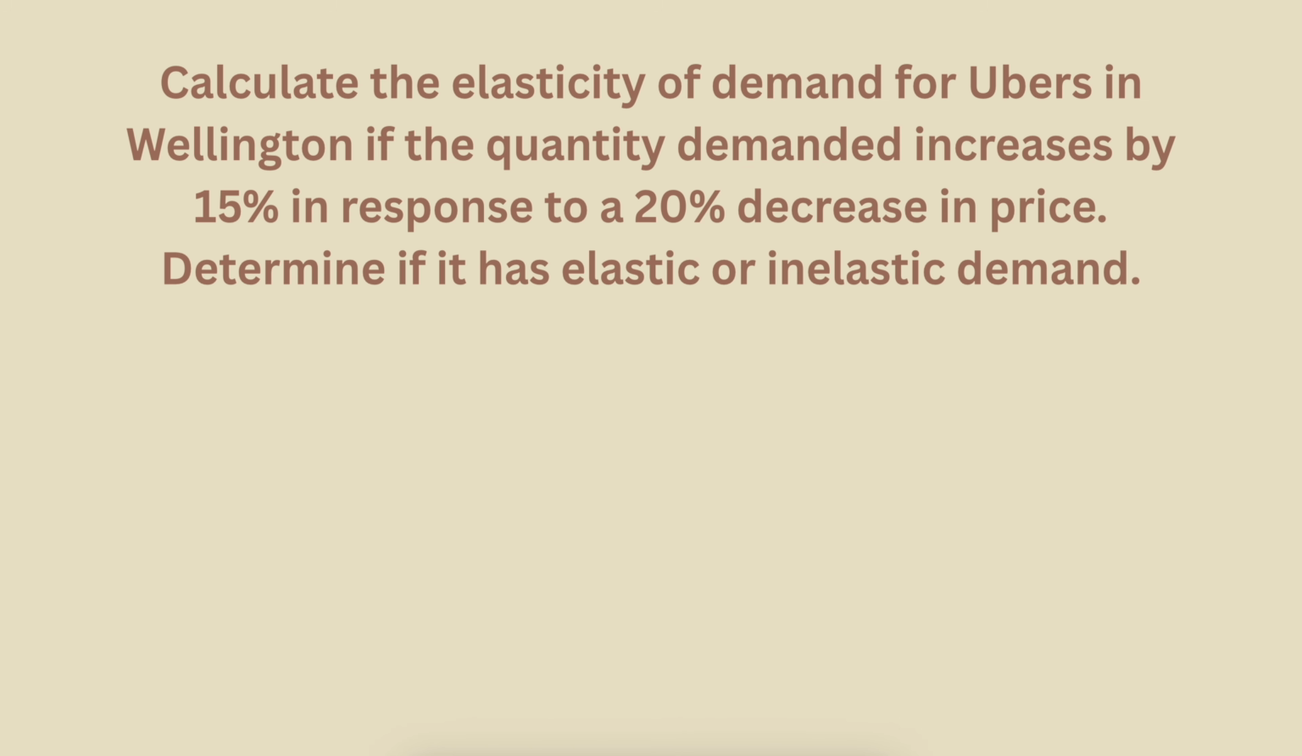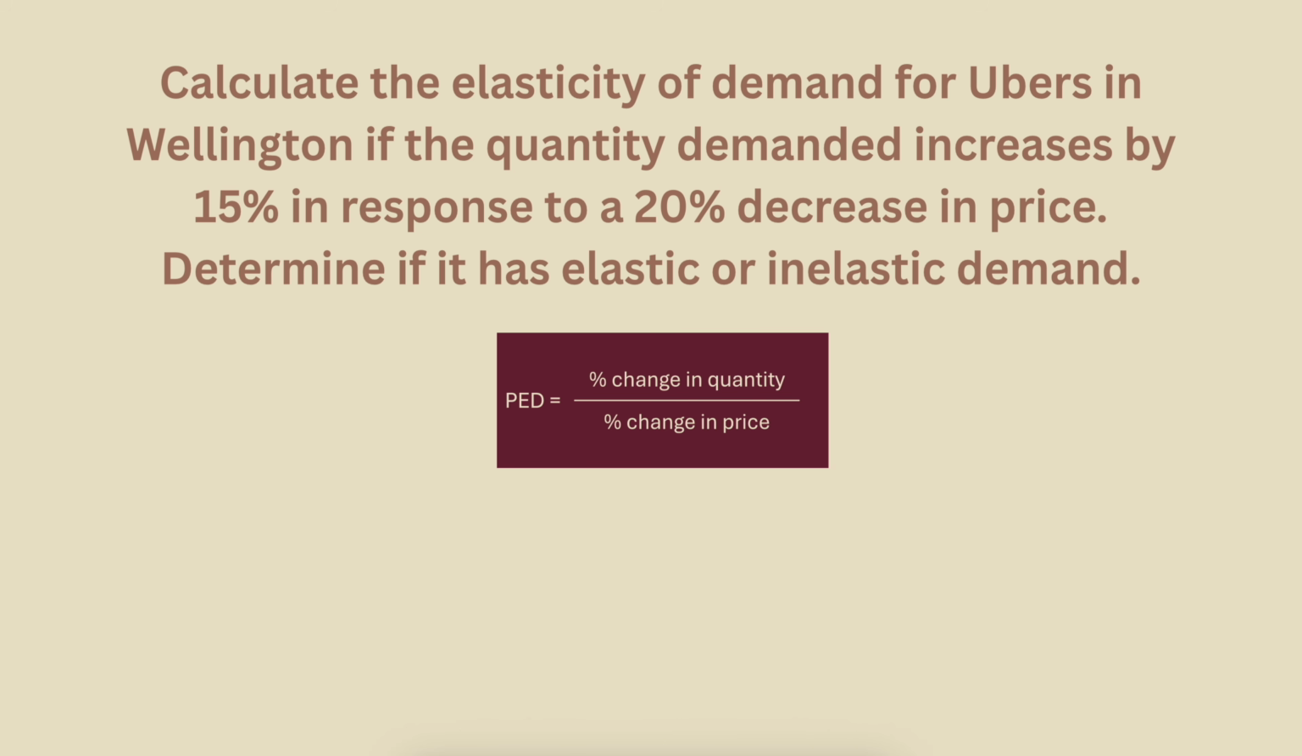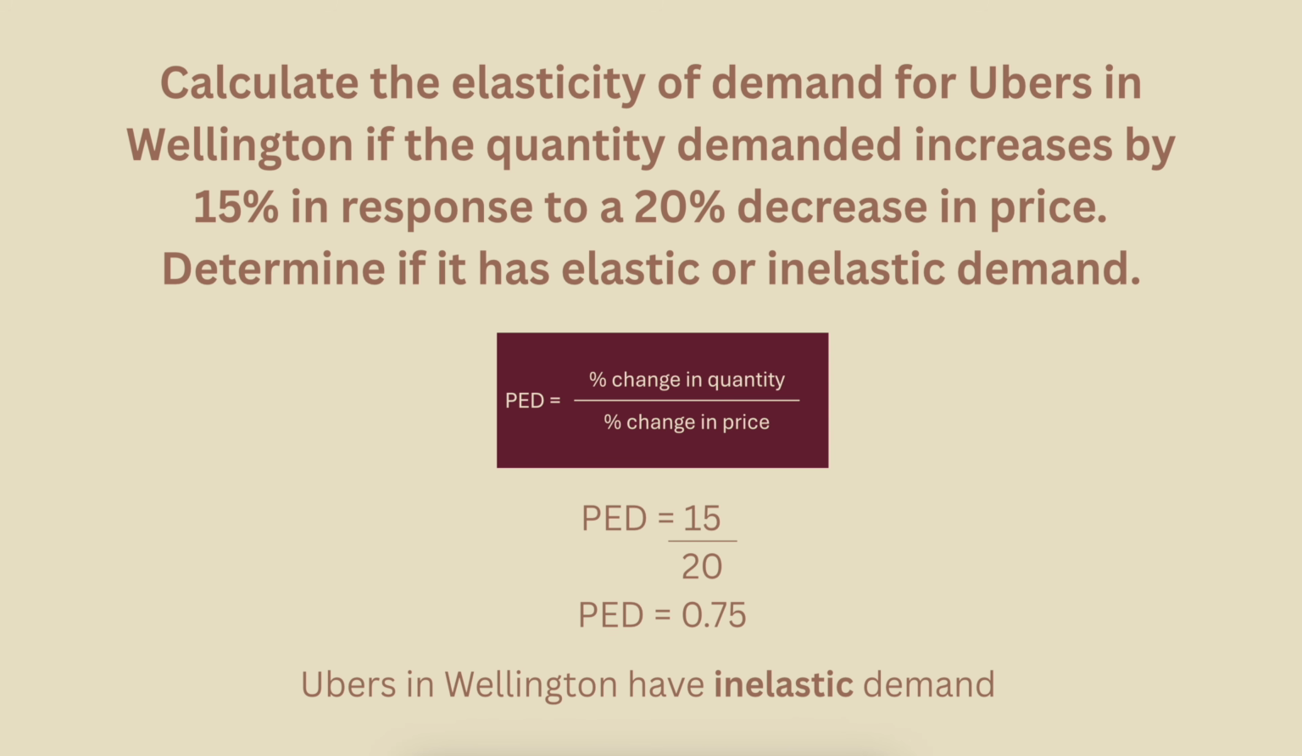Calculate the elasticity of demand for Ubers in Wellington if the quantity demanded increases by 15% in response to a 20% decrease in price. Determine if it has elastic or inelastic demand. The percentage change in quantity is 15. The percentage change in price is 20. So, price elasticity of demand is 15 divided by 20, which equals 0.75. This is between 0 and 1, so Ubers in Wellington have inelastic demand.